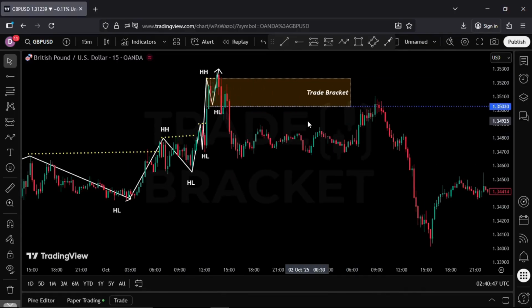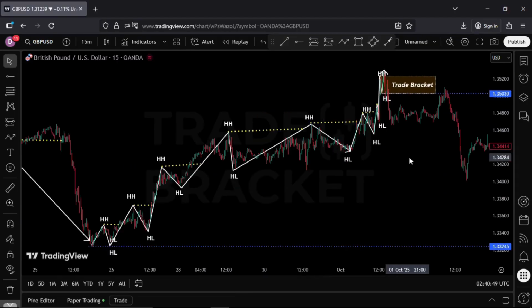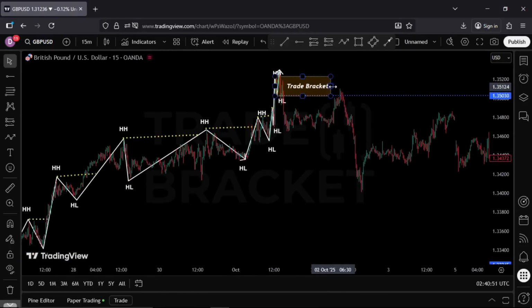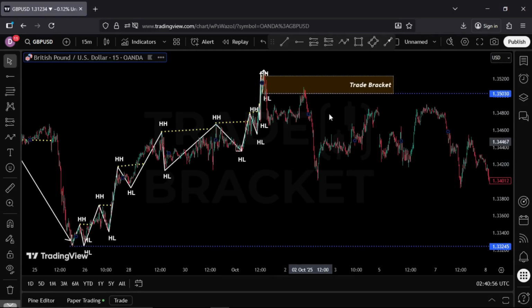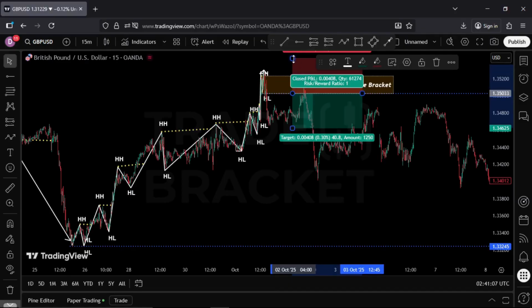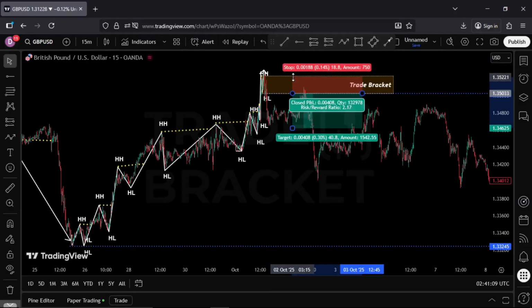So when you draw a trade bracket, the next thing you want to do is measure this trade, and this right here is very, very important, guys, because remember, according to the strategy, we only want to take trades that are at least a 1 to 2. Since this is a sell trade, I want to use the short position tool. And like I said, the trade bracket gives us two things. It will give us our entry right here, and it will also give us our stop loss.